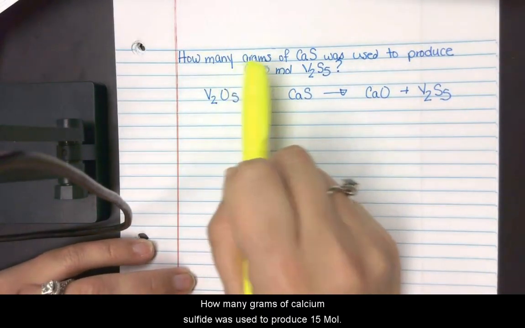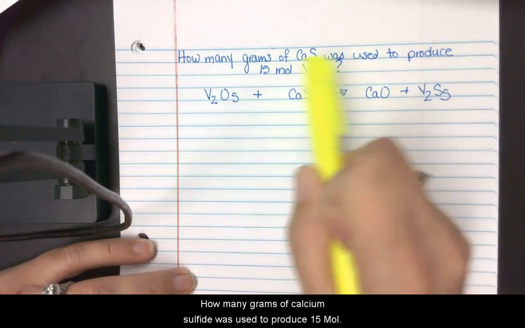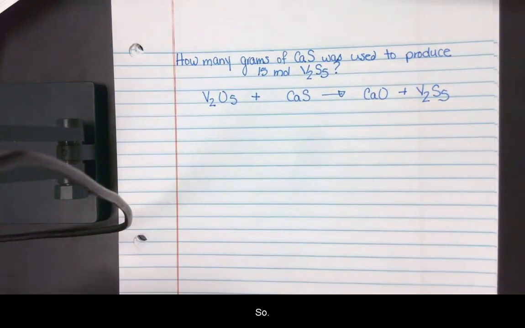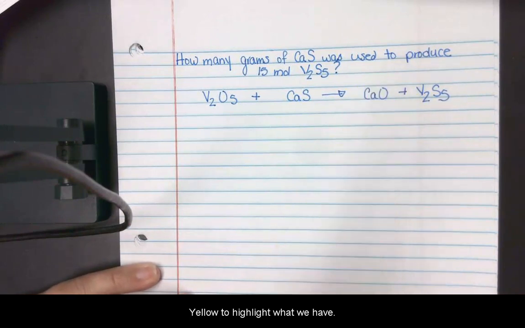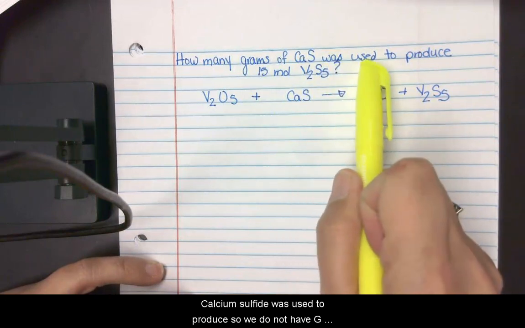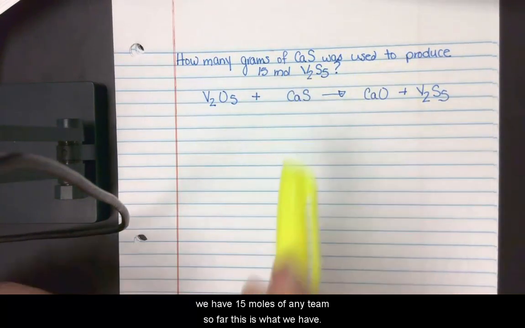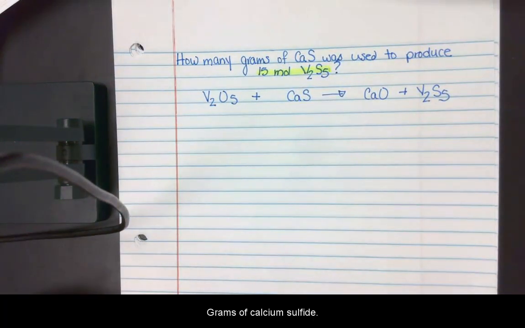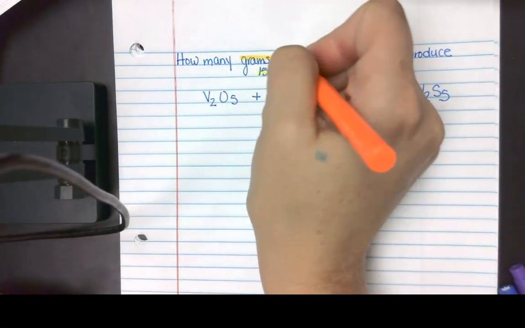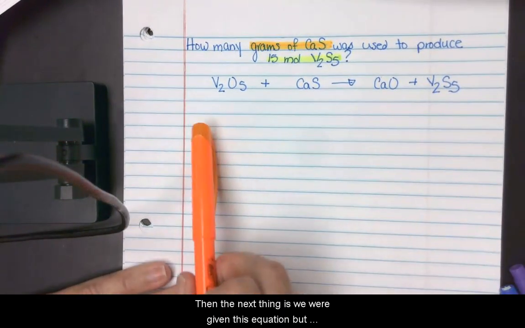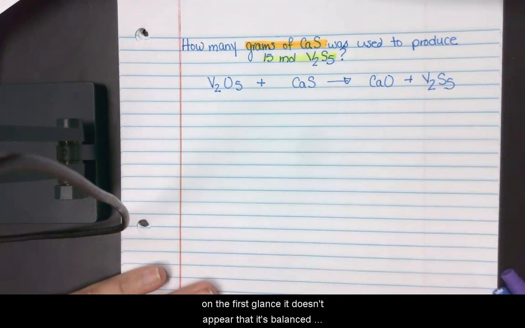How many grams of calcium sulfide was used to produce 15 moles of vanadium sulfide? So, again, yellow to highlight what we have. How many grams of calcium sulfide was used to produce? So we do not have grams. We have 15 moles of vanadium sulfide. This is what we have. We're looking for grams of calcium sulfide. So going from moles to grams.